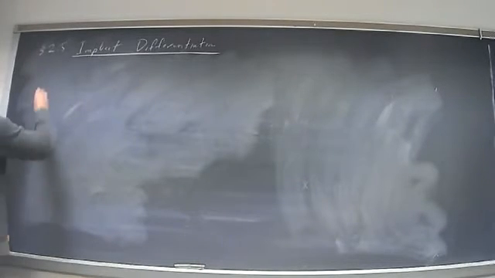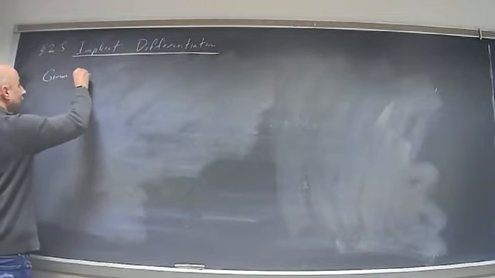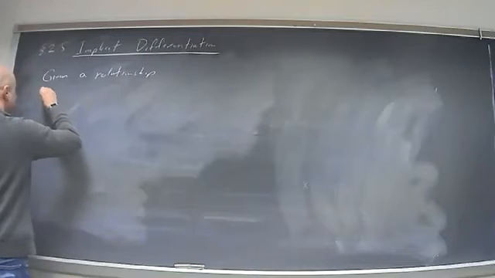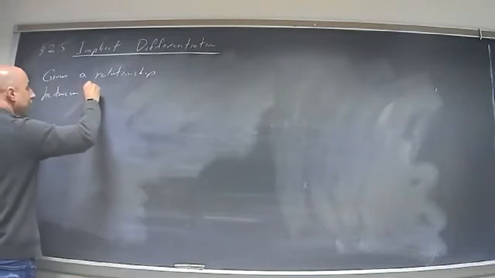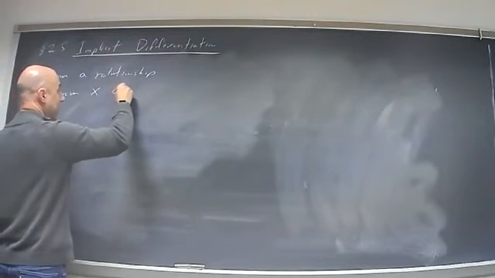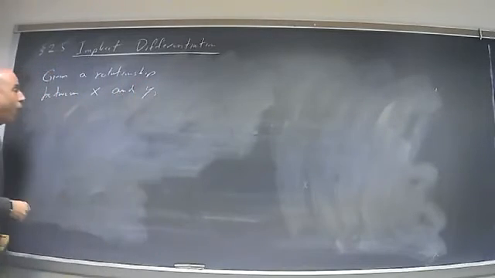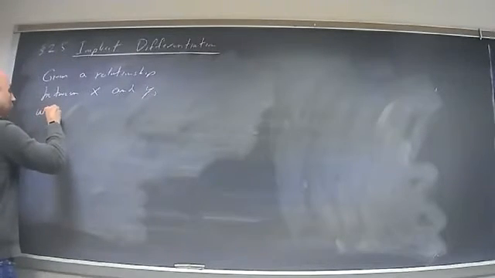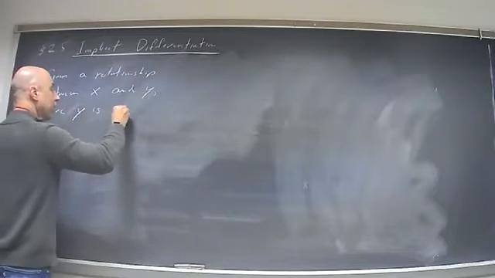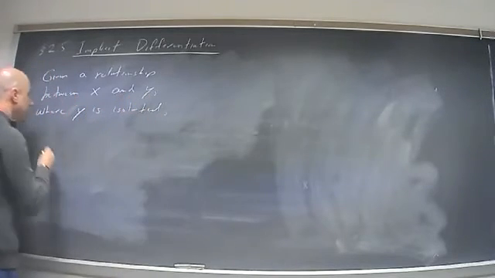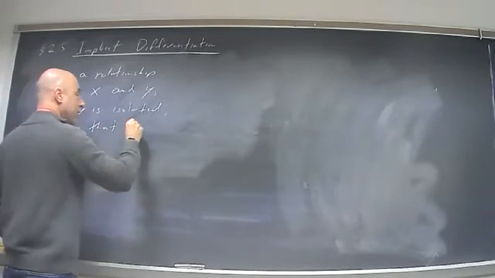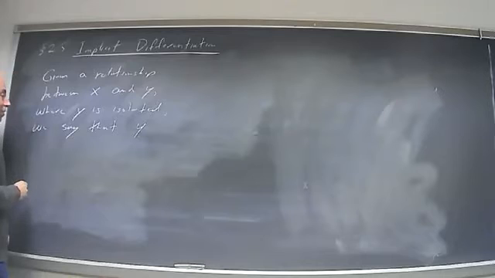So if we're given a relationship between x and y, say, where y is isolated by itself. Y is by itself on one side of the equal sign, and there are no y's on the other side. We say that y is given explicitly as a function of x.